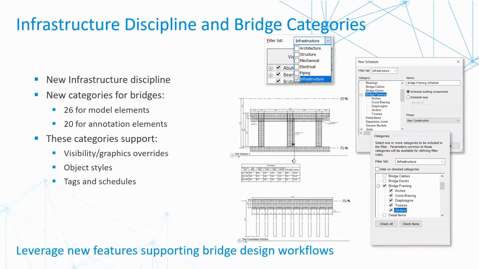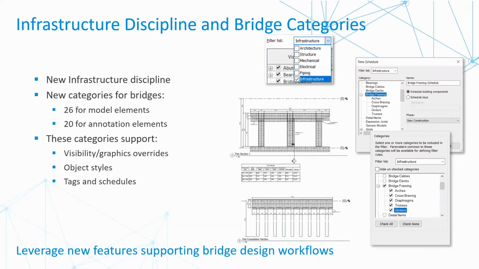Another very exciting feature that has been introduced in Revit 2021 is the infrastructure discipline and your bridge categories. Right now, Autodesk have introduced this new infrastructure discipline. It's got 26 model elements that have been added for bridges and 20 annotation elements. These categories support visibility or graphics overrides. They support object styles, tags, and schedules, right?